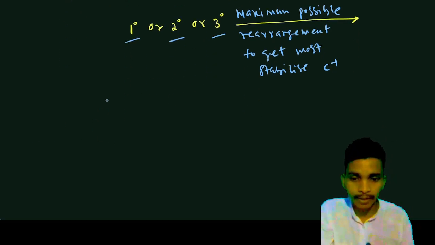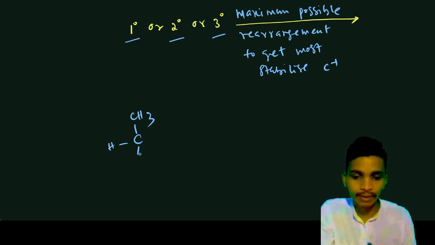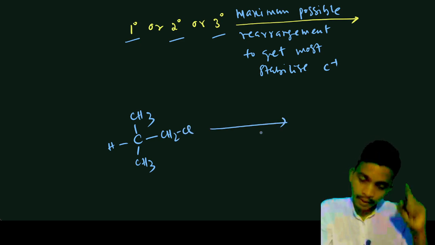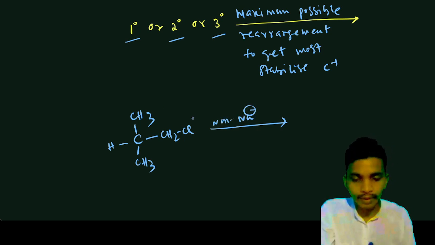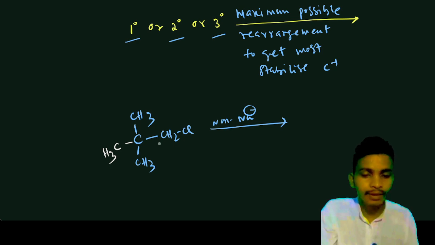Let's say we have a carbocation like this. Here we have H, and here we have CH3, and here we have CH3, then CH2Cl is there. Let's say here also CH3 is there. Now if the medium is non-nucleophilic, then what will happen here is that this chlorine will leave.